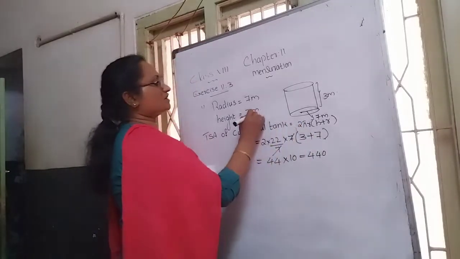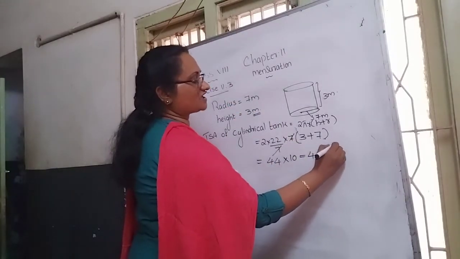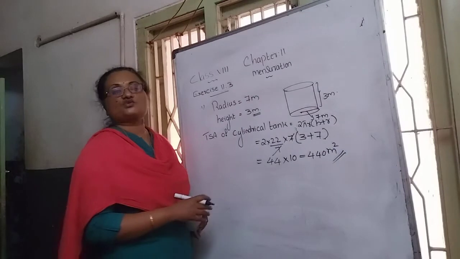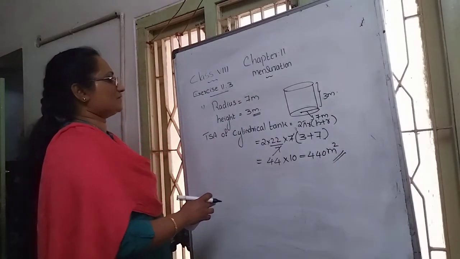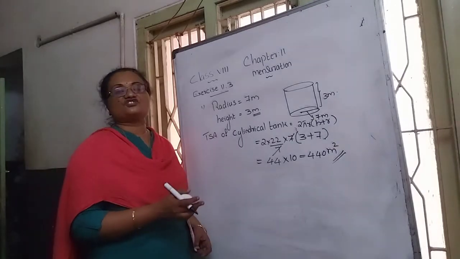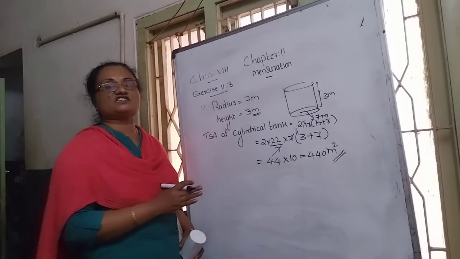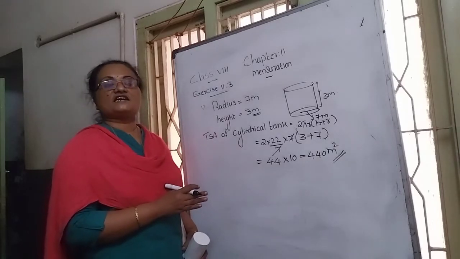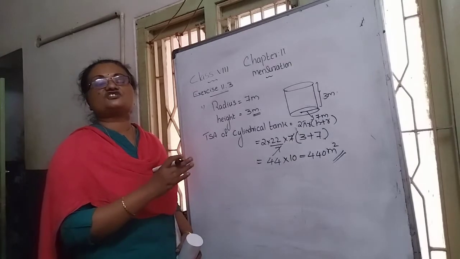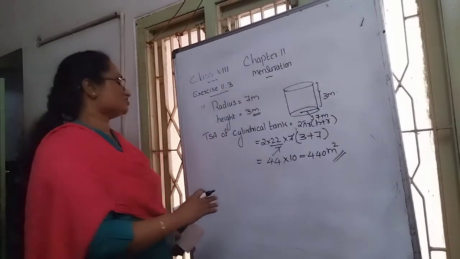440. Your unit: the radius and height are given in meters, that's why the area is represented as square meter. I hope you can understand this question and how to find the area. Therefore, we can say the metal sheet required for making this closed cylindrical tank is 440 square meters.